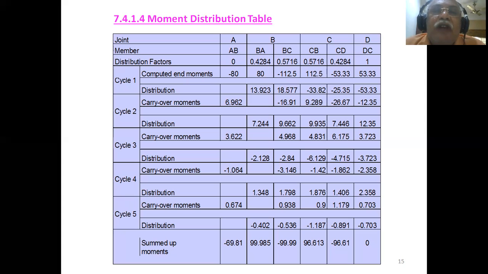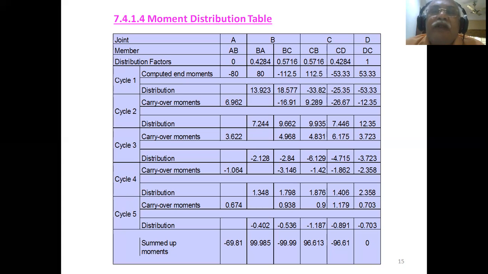First we have to calculate the unbalanced moment at each joint. At joint B, the unbalanced moment is plus 18 minus 112.5. If you take the difference of these two, that will be the unbalanced moment. That unbalanced moment will have to be distributed to these two members depending upon their distribution factor. Once you distribute that, at BA member we are getting 13.923, and for BC member we are getting 18.577.